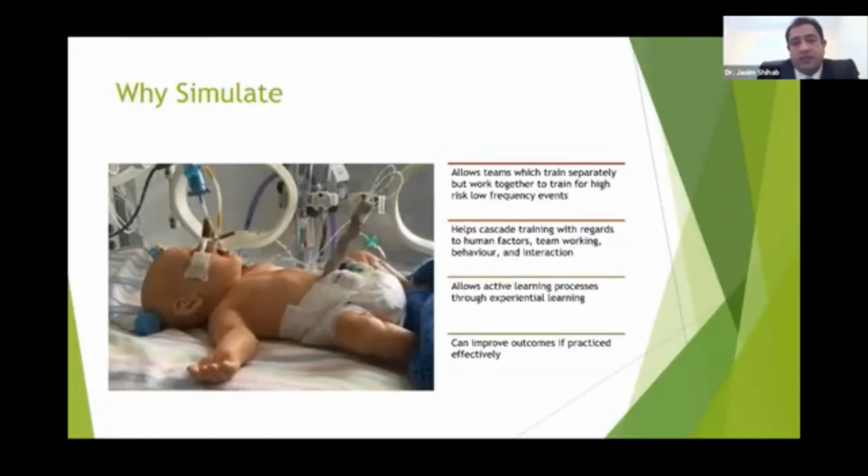So what you saw in the video is basically a simulated scenario for preterm resuscitation. There'll be a trained facilitator to help with this kind of scenario. So why simulate? Many people ask this question. Simulation allows teams which train separately but work together, like the nursing and medical staff who have trained in different roles, to train together for high-risk, low-frequency events. They help cascade training with regards to human factors, team working, behavior, and interaction. They allow active learning processes through experiential learning, and can definitely improve outcomes if practiced effectively.